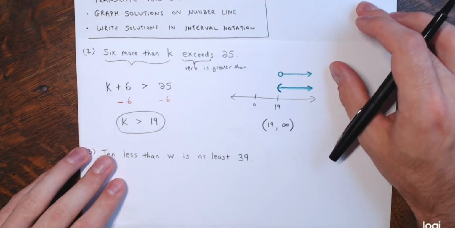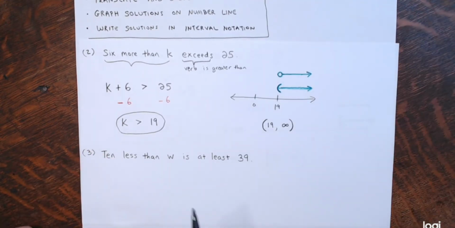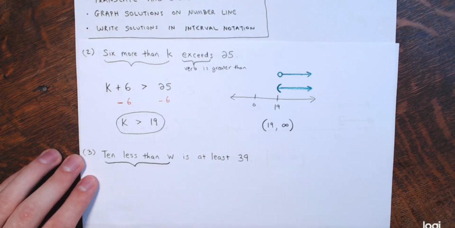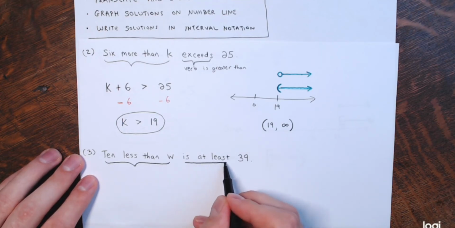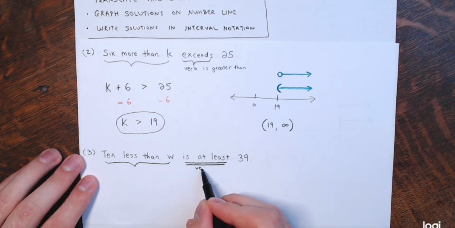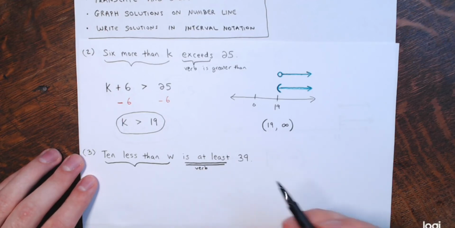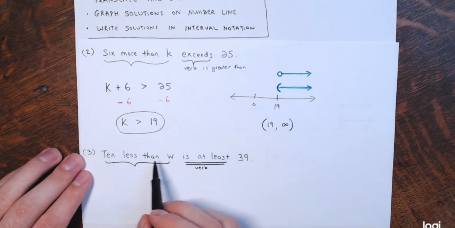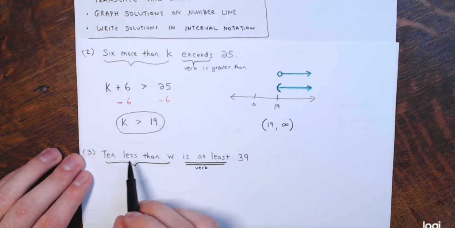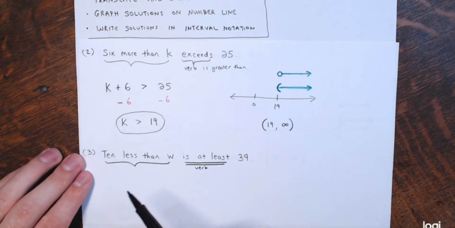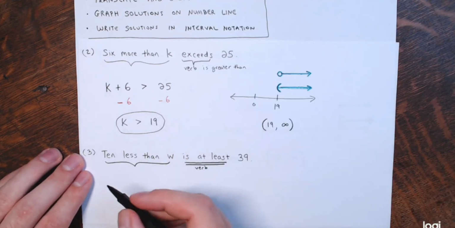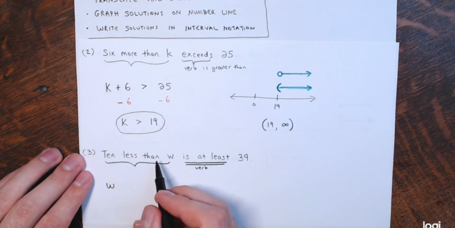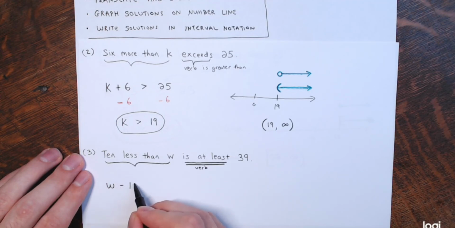Number 3, example 3. So again, I got an expression to the left of the verb: 10 less than w is at least, there's your verb, and then 39 on the other side. 10 less than w. Now, people often confuse this. They'll say 10 minus w, but that's w less than 10. What you do is, here's w, and then 10 less than w would be w minus 10.